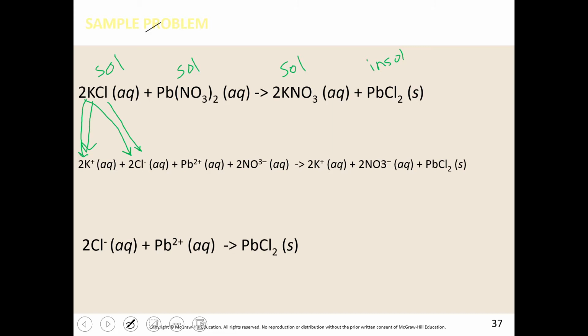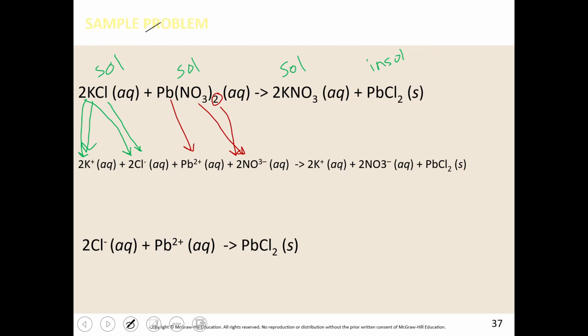Okay, so now I've broken down my potassium chlorides into their ions. Lead nitrate, lead 2 nitrate, will do the same. Now, this 2 only applies to the nitrates, and so we need to put a 2 in front of the NO3 minuses. The Pb does not have any coefficient or subscript. There's no coefficient for the nitrate either, so Pb is just by itself a singleton, but its charge is 2.